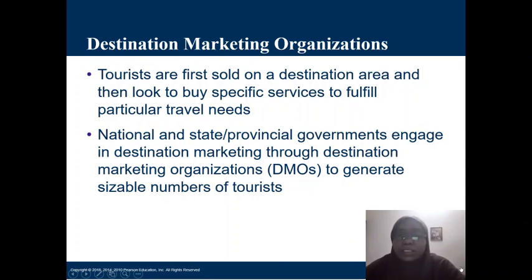So national and state provincial governments engage in destination marketing through destination marketing organizations, or the DMOs, to generate a sizable number of tourists. So when the national or the state governments also engage in marketing, don't forget that we mentioned that they also promote destinations. So that is one of the ways in which they can promote destination. They provide marketing services.